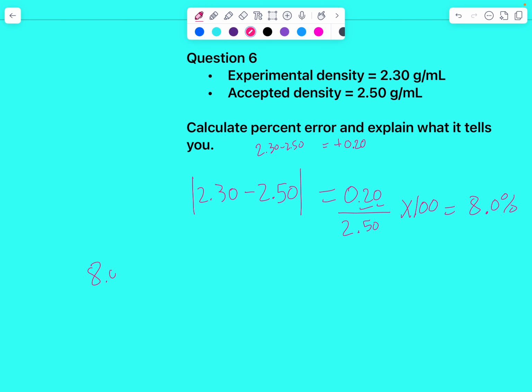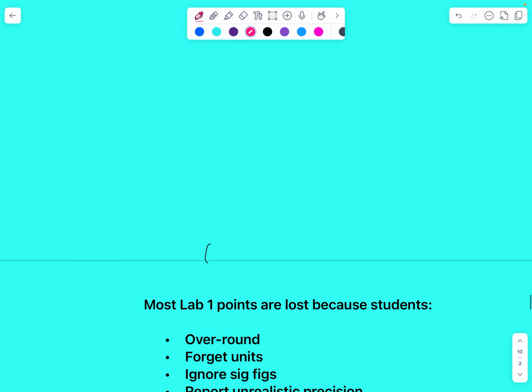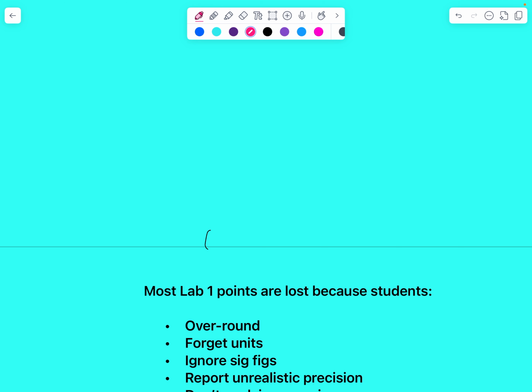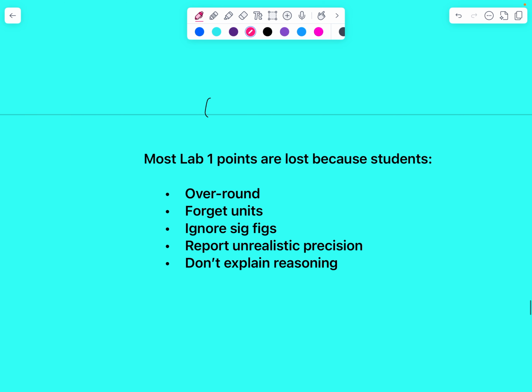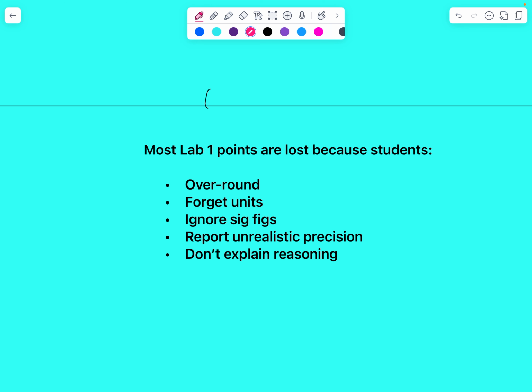So the answer is 8.0% error, which means the measurement is reasonably close, but shows experimental limitations, which would make sense. It's not the worst lab in the world. So let's move on to part 7 that I wanted to share with you guys. Most lab points are lost because students overround, forget units, ignore sig figs, report unrealistic precision, and don't explain reasoning. So just try to avoid that.